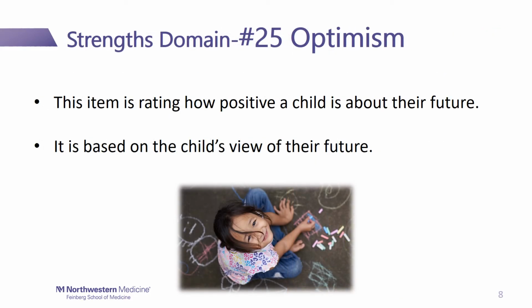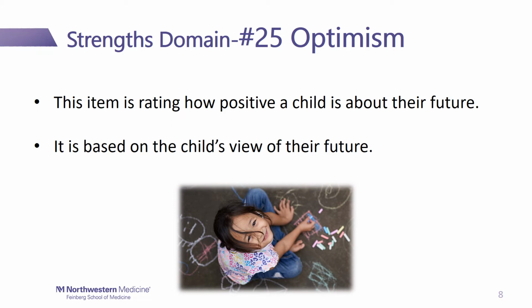Number 25, optimism. This item is rating how positive a child is about their future. It is based on the child's view of their future. A 0 is a child that has strong and stable optimistic outlook on their life. The child is future-oriented. A 1 is a child who is generally optimistic. The child has some positive future vision.